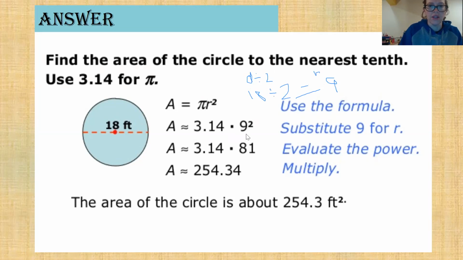All right, and then you substitute 9 for r for radius, so 9 squared. You evaluate the power. So 9 squared is 9 times 9, remember, and that gives you 81. And then you multiply 3.14 times 81, and that gives you approximately 254.34. So the area of the circle is approximately 254.3 feet squared.